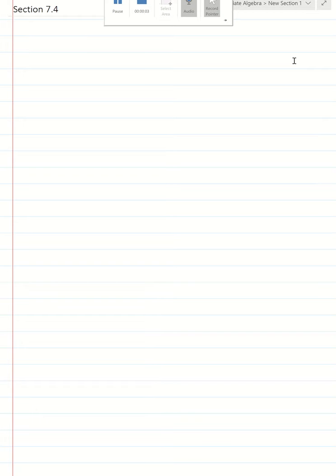Okay, we're going to finish off Chapter 7 today, and we're going to be looking at Section 4 of Chapter 7, where we're going to be solving quadratic equations. Okay, that's going to be what the focus is on this particular section here. So we're going to take a look at solving what we call quadratic equations.